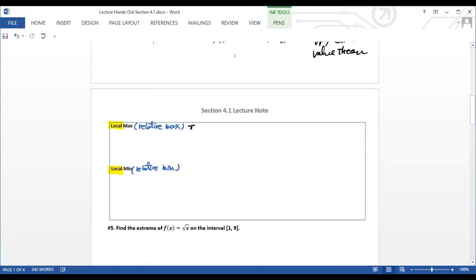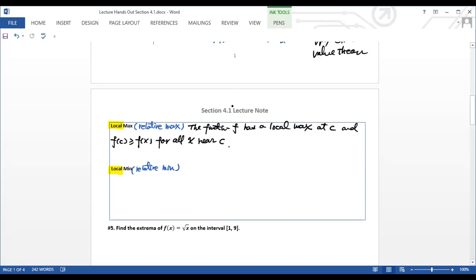So we say the function f has a local max at c. What does that mean? It means f of c is greater than or equal to f of x. It's very similar to how we defined absolute max, for all the x near c.